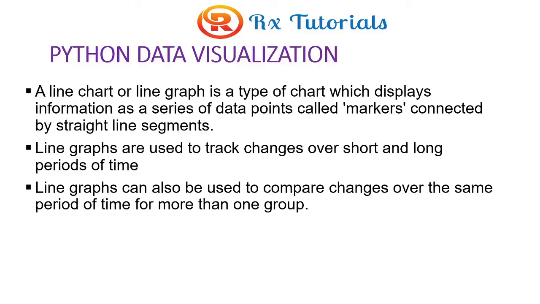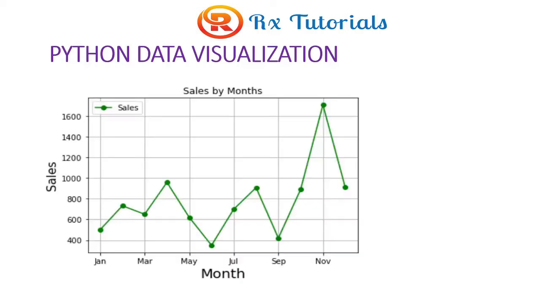A line chart or line graph is a type of chart which displays information as a series of data points called markers connected by straight line segments. We can use line charts to track changes over short and long periods of time. Line charts can also be used to compare changes over the same period of time for more than one group.